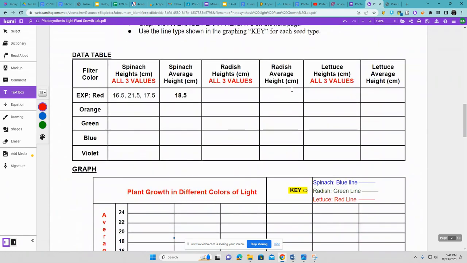And now we're going to fill in these charts right here. So we're going to grow 3 different types of plants: spinach, radish, and lettuce. And we're going to grow them in 5 different colors of light: red, orange, green, blue, and violet or purple. Red's already done for us, so don't do it.